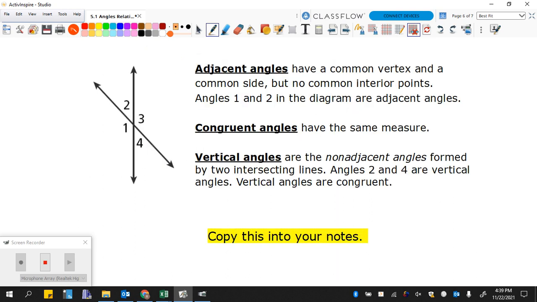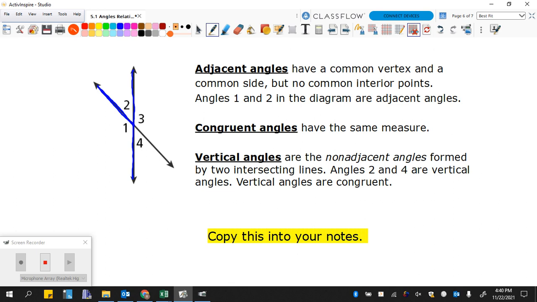All right, here's some more notes. Copy these notes into your notebook as well. Adjacent angles are two angles that are side by side. They touch each other on one side, but they don't overlap each other. So we notice that angle 1 and angle 2 over here are side by side. They touch each other, but they don't overlap. 2 and 3 are adjacent, or angles 3 and 4, and 1 and 4. Those are all adjacent angles.